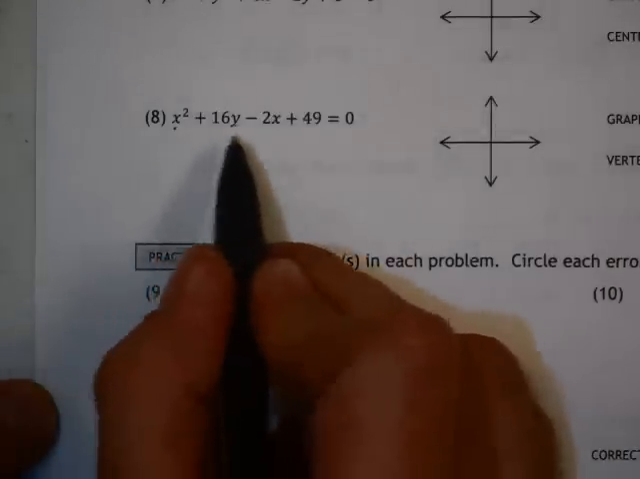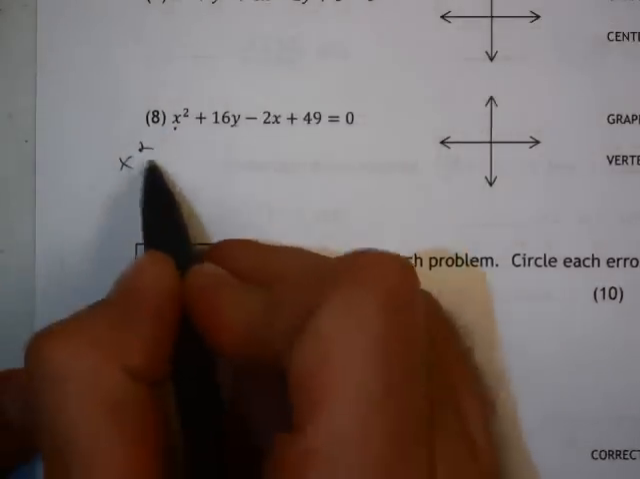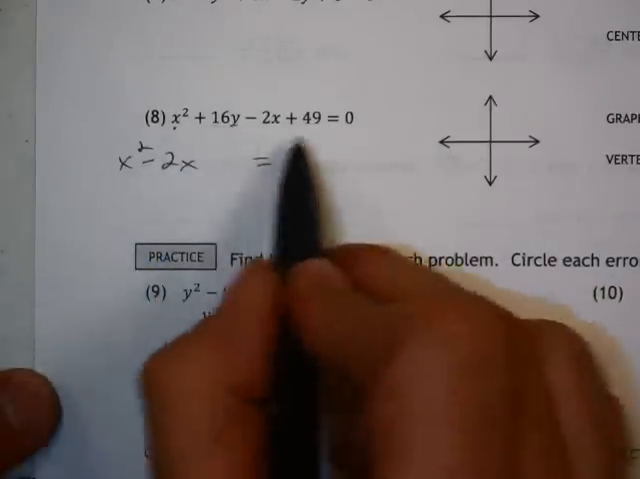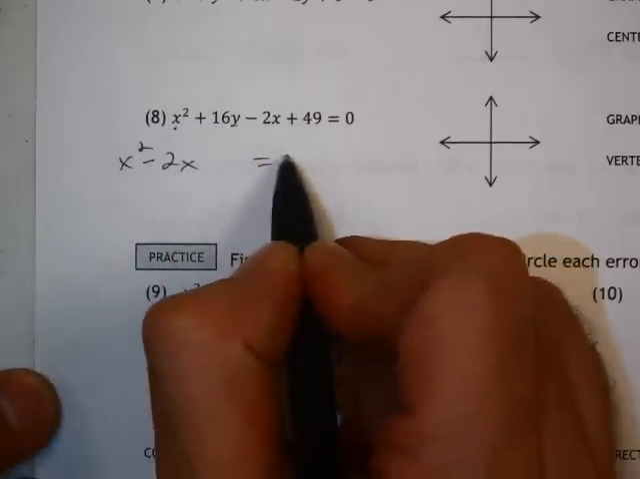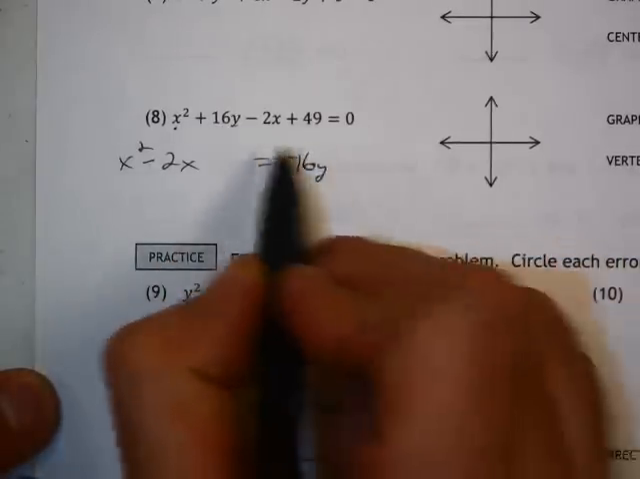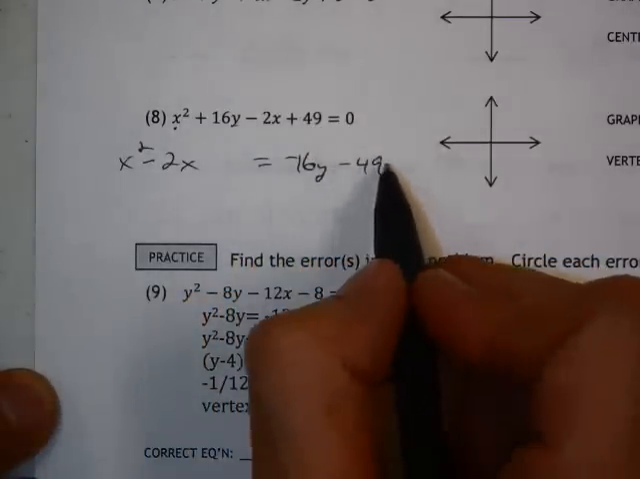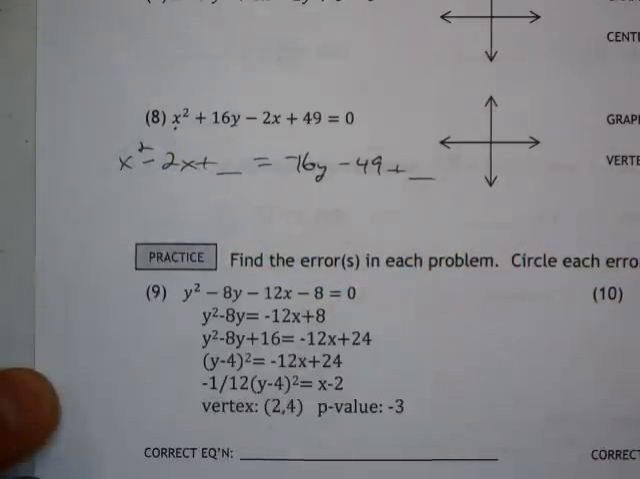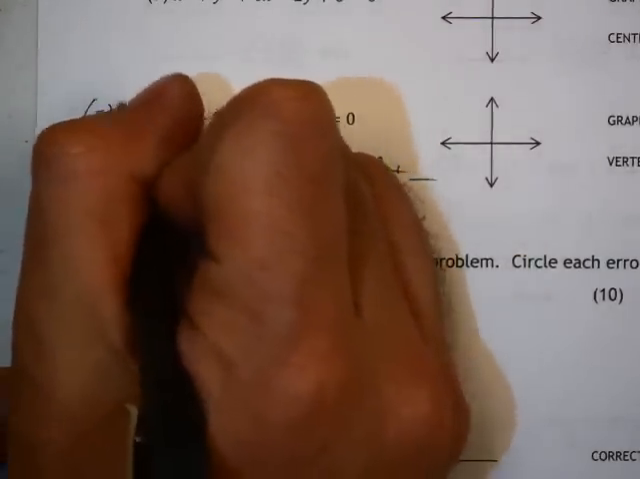Now, to work with the parabola, since that x is squared, I'm going to keep that x squared and the minus 2x on one side. I'm going to move everything else over. This positive 16y I'm going to subtract from both sides, gives me negative 16y. 49 moves over, negative 49 or minus 49. I'm going to put a blank because what we're going to do is complete the square with the x side.